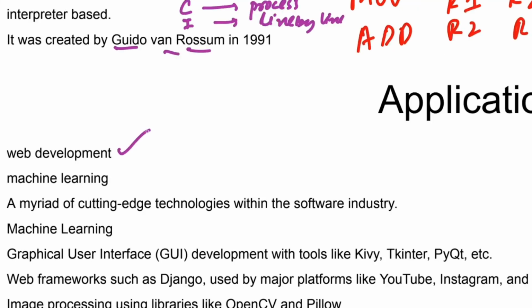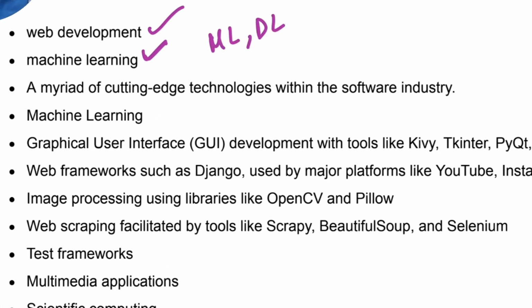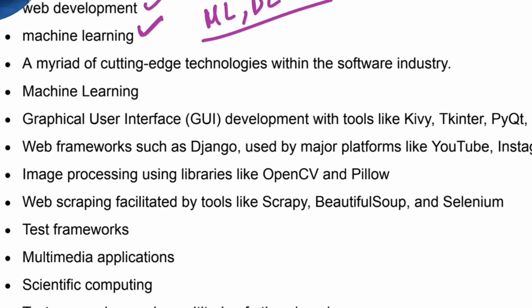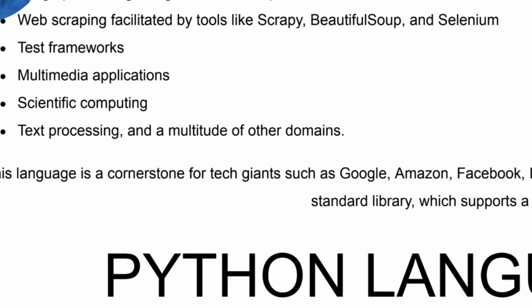And then one of the best use cases is in machine learning. For machine learning and deep learning, you will mostly use the Python language to code in. Then we also have to create graphical user interfaces for the development environment. As I said, web frameworks like Django are used by YouTube, Instagram, and Dropbox, which also use Python.